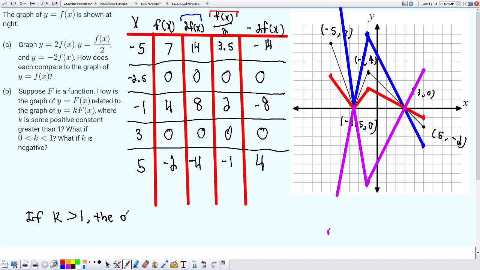the graph enlarges its y values. And we know specifically, compared to the original function, like this is negative 1, 4 over here, it got twice as big because we're multiplying by 2, so by a factor of k, since we want to generalize.